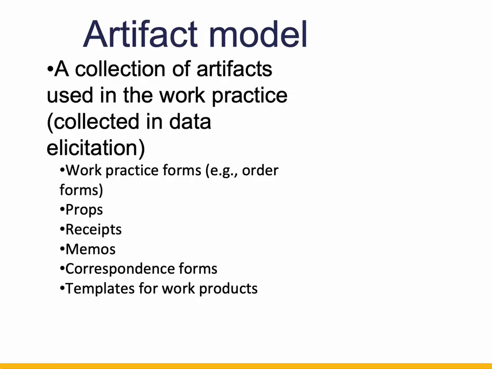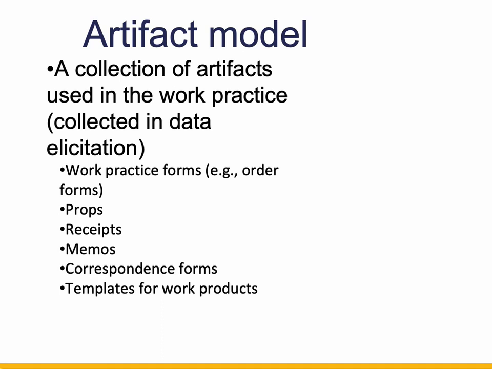So another type of model that could be made off of user research is an artifact model. This is a collection of artifacts used in the work practice. And of course it's collected in the data elicitation, but data accrual basically. So these can include more than what I'm listing here, but work practice forms like order forms, because we want to see what a user would fill out to create an order. Any kind of props, property, any kind of receipts, memos, correspondence forms, or templates for work products.